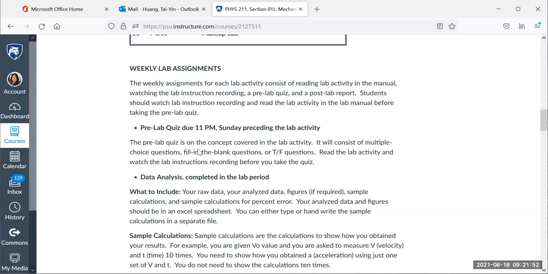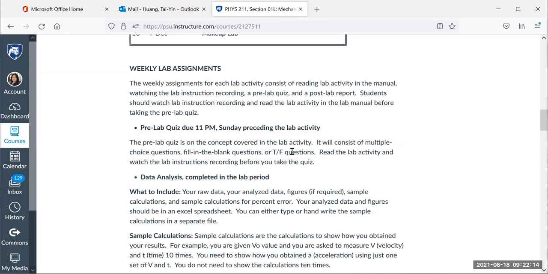The lab quizzes are very simple. They consist of different kinds of questions, like multiple choice, fill in the blank, and true or false questions. The intent is for you to read the lab manual and watch the recording, so that when you come to do the lab, you know what you're expected to do.